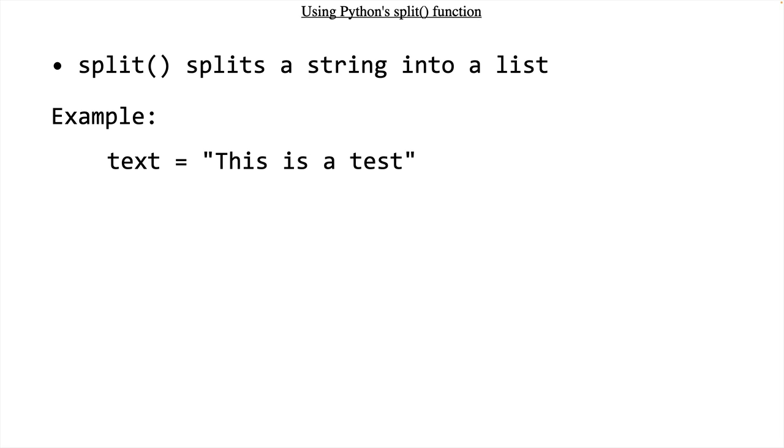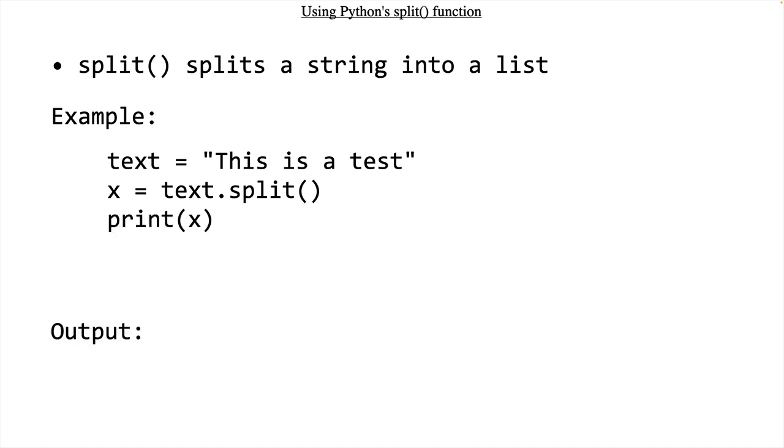We have a piece of text, in this case "this is a test". Then we use the split method of that text object and stick that into X. We'll talk about the output first and then talk about Y. The output is going to be a list with 4 items because that sentence had 4 words in it.